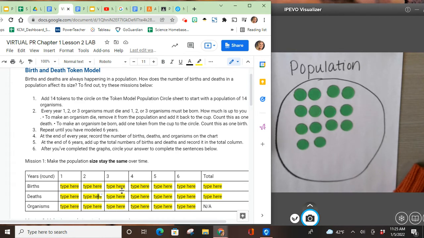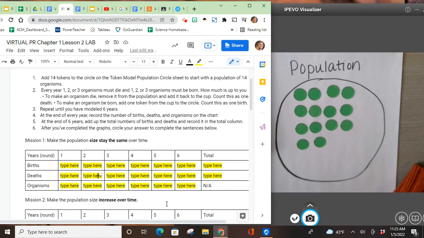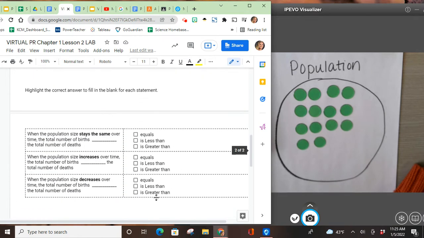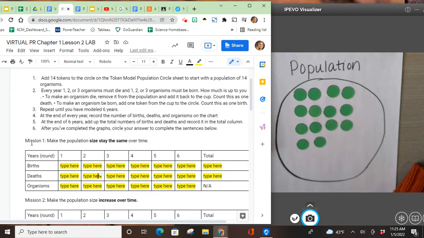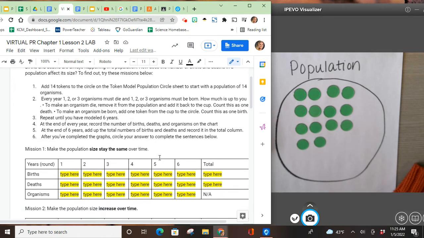At the end of the 6 years, you're going to add up the total number of births and deaths and record it in the total column. Once we've completed this, we're going to answer a couple of questions thinking about if our population stays the same, increases, or decreases over time. So our first mission is to make the population size stay the same over time.